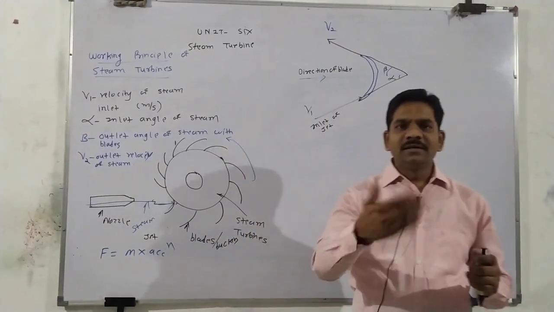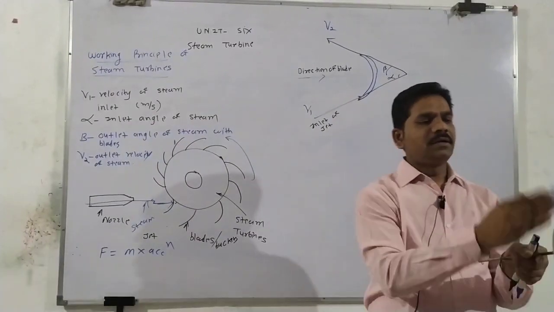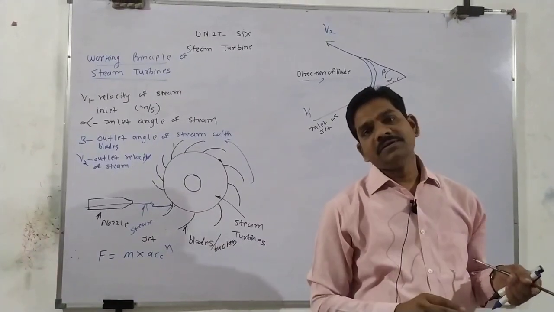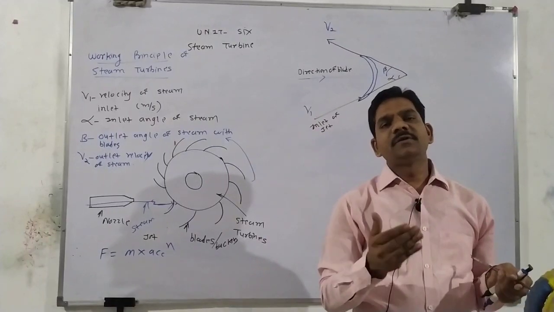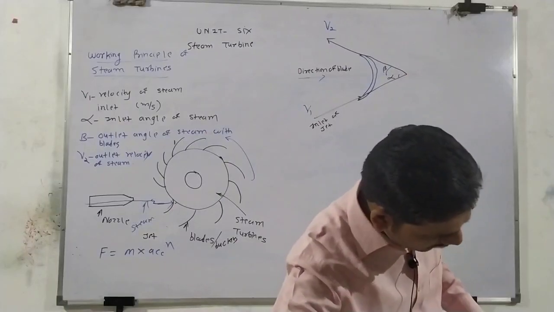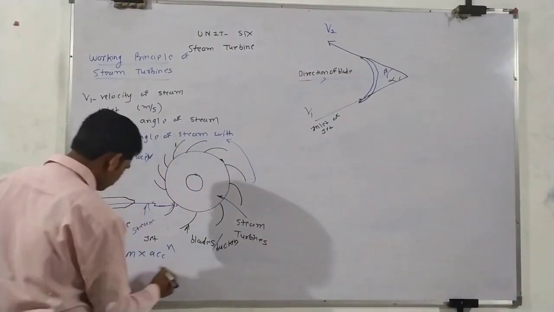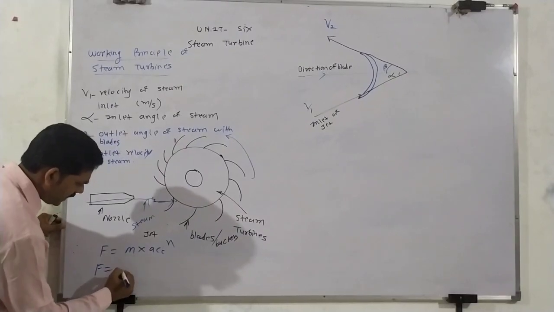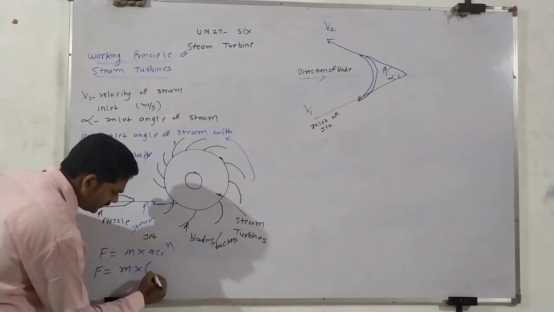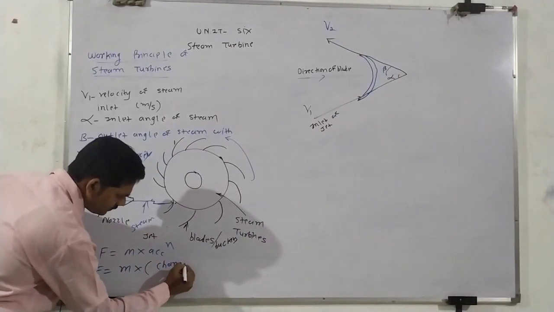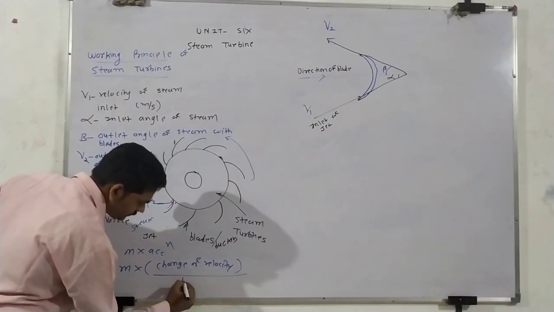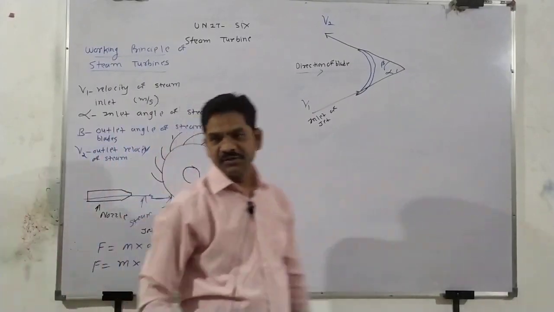And what is the acceleration? The acceleration of the turbine. The turbine is accelerated. Acceleration means the rate of change of velocity. The velocity of the turbine is changed. That's why we call it acceleration, right? So force is equal to mass into acceleration. Rate of change of velocity means change of velocity upon time. Right?